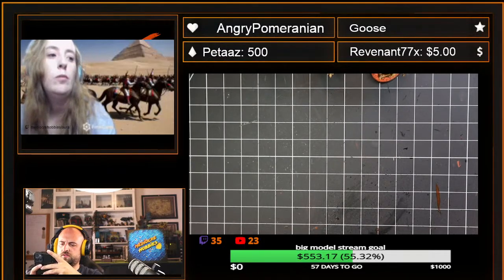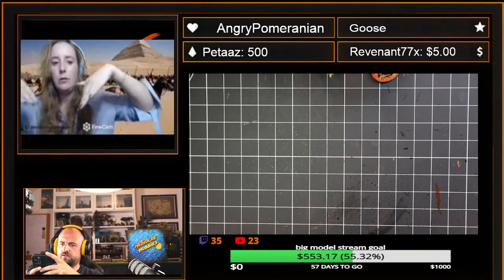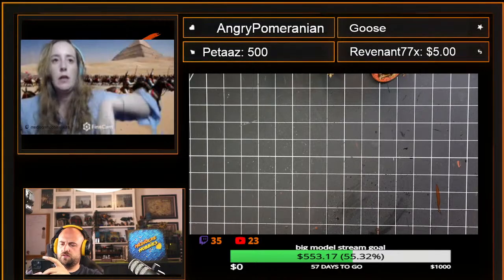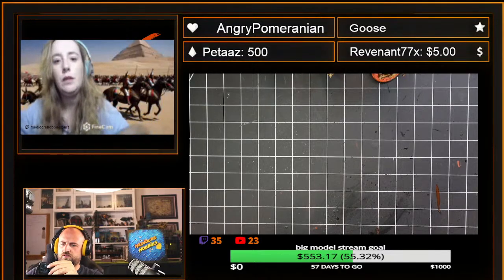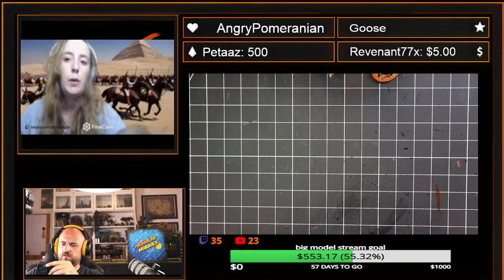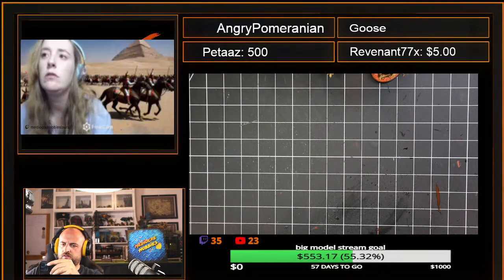Yeah, I like when people have the bigger models, you can magnetize them to the side of the case as well. So you don't have to go for height of the box equals height of the model. You can just do the sides.